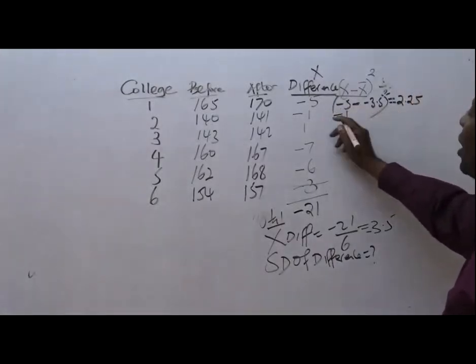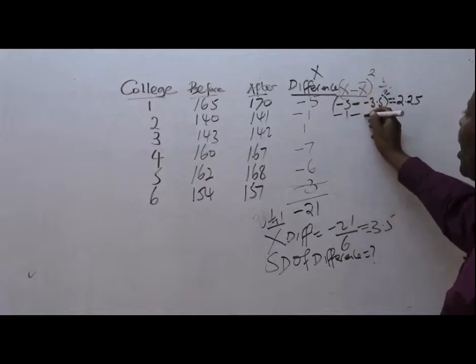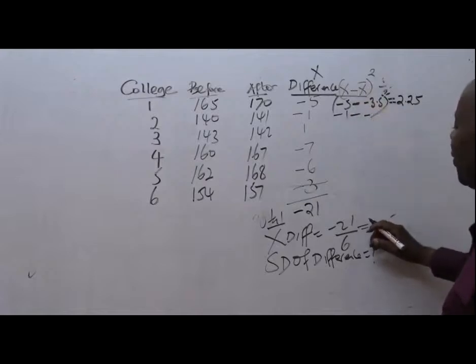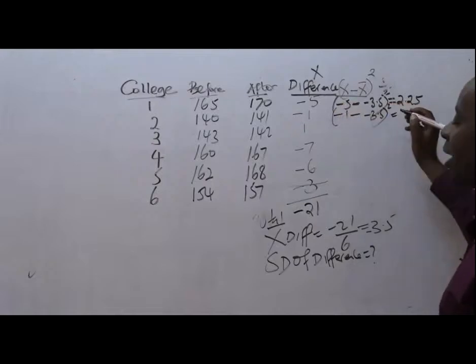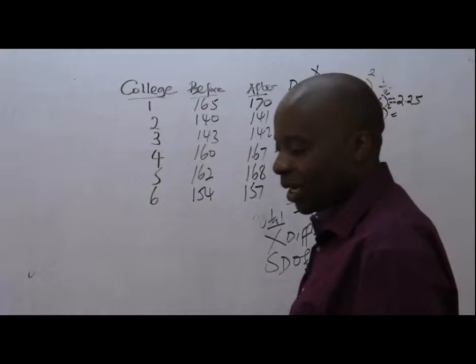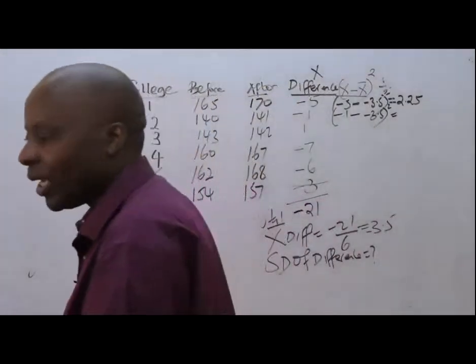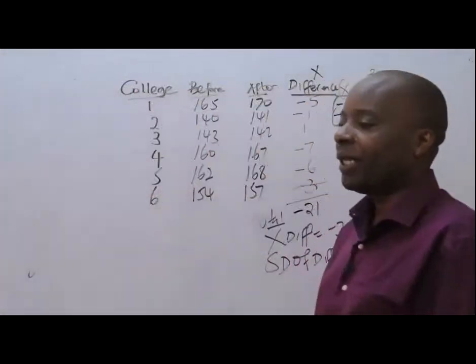So please pick the second one. It will be the X figure, which is minus 1, minus the X bar, which is negative 3.5. Whatever difference I get, I square. So please give me all of them.